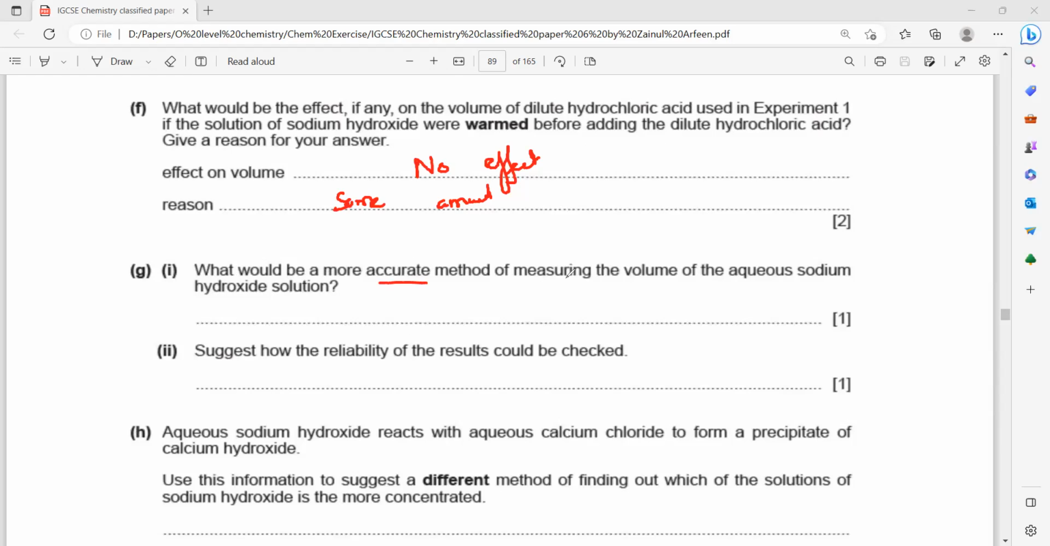What would be a more accurate method of measuring a volume of sodium hydroxide? If you want to measure sodium hydroxide, which was 20 cm cube, we cannot mention a pipette here, we have to mention a burette. How do you check the reliability of the result? How will you be sure that your results are reliable? Repeat the experiment. You are repeating the experiment and comparing. Repeat the experiment, compare the results.